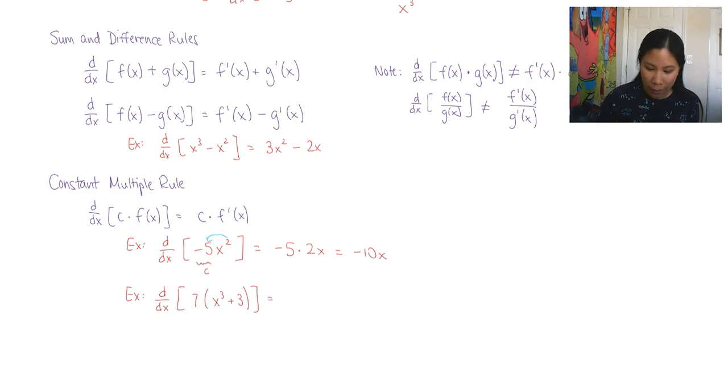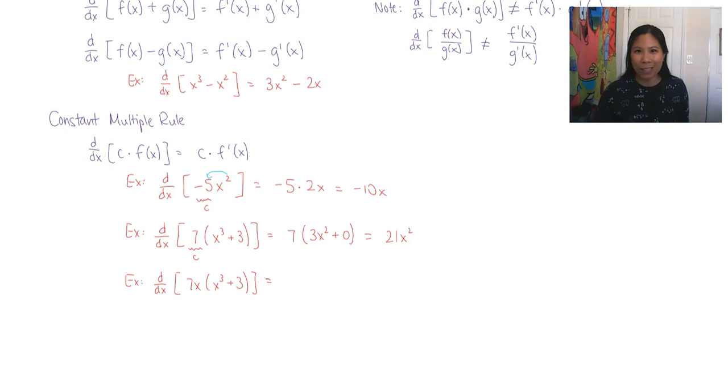Another example is if I had a constant of 7 being multiplied to x cubed plus 3. Then the 7, since it's just a constant, I can just leave in front, and then the derivative of the x cubed plus 3 would be 3x squared using the power rule. The plus 3, because it's just a constant, using the constant rule, the derivative would just be 0. So my final answer would just be 21x squared when I multiply everything out.